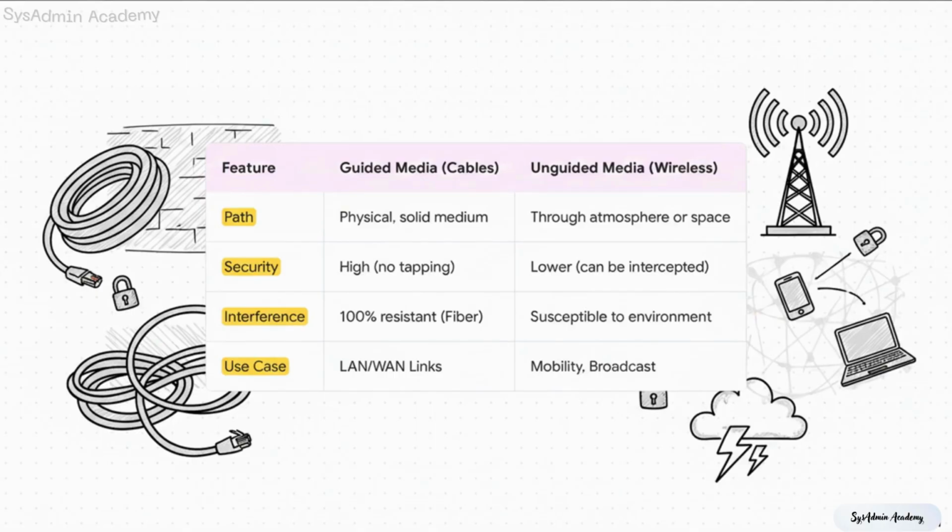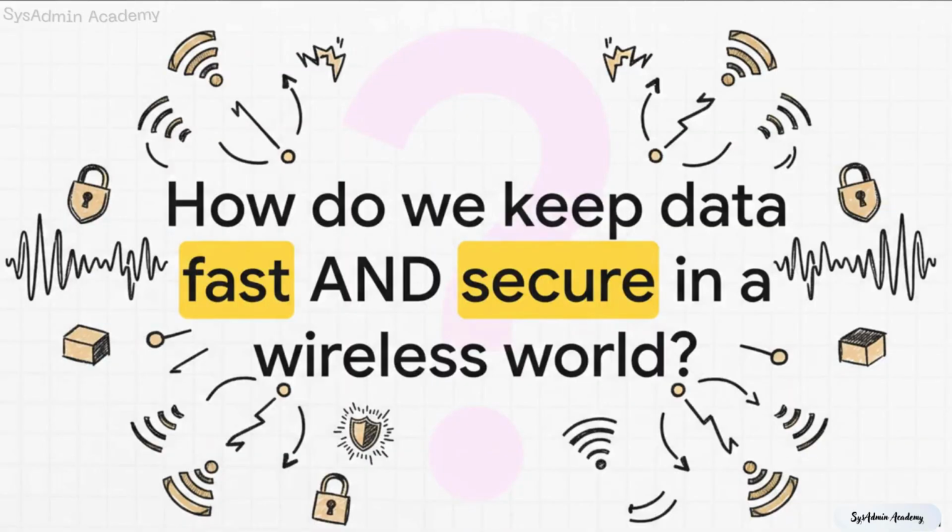Unguided media, wireless, gives you incredible freedom and mobility, but you're more open to interference. A network professional's job is to look at a situation, weigh these pros and cons, and pick the right tool for that specific job. And that really is the big question, isn't it? As everything from our cars to our coffee makers goes wireless, how are we going to manage to keep everything connected, fast, and secure? That's the challenge that's going to define networking for years to come.